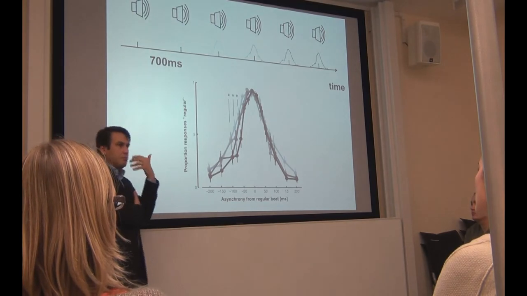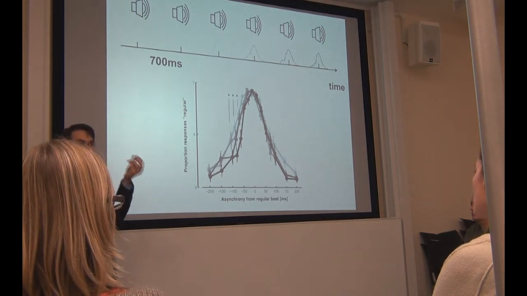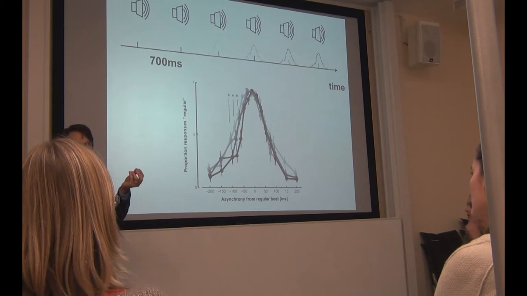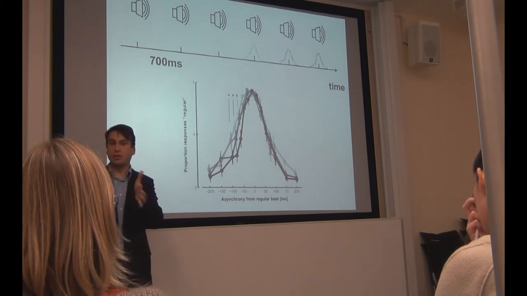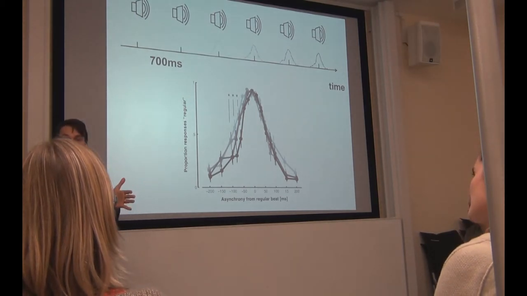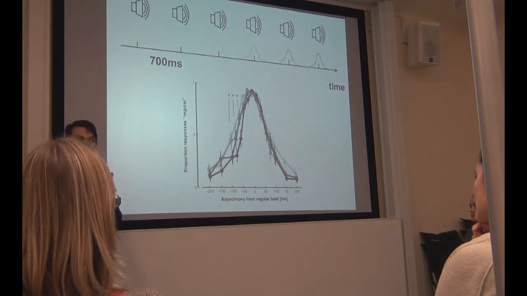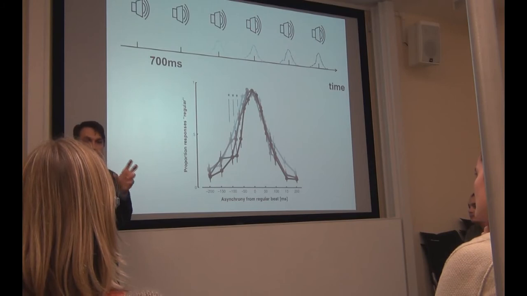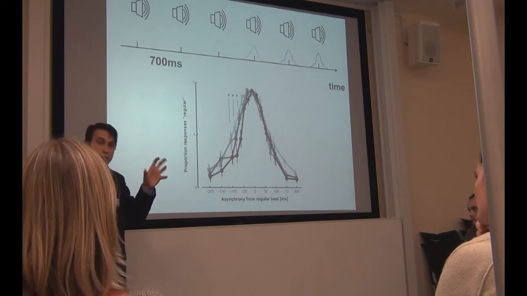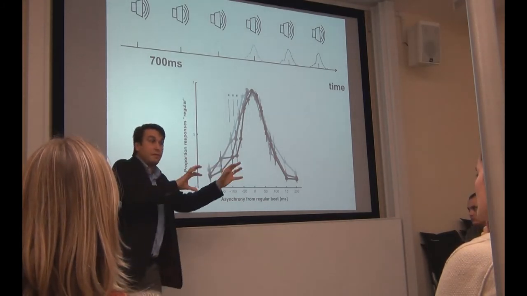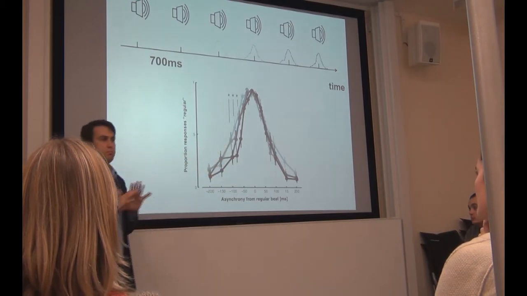is that you are building up an expectation on when the next stimulus should appear. You know the interval is going to be 700 milliseconds, but the phase you don't know. So if you have only two stimuli, it's two samples to set your phase. You have the third one, you set it a bit better. Fourth, fifth, and now the sixth one.